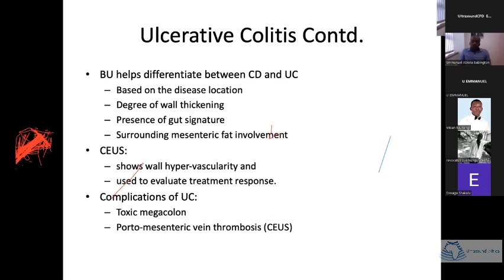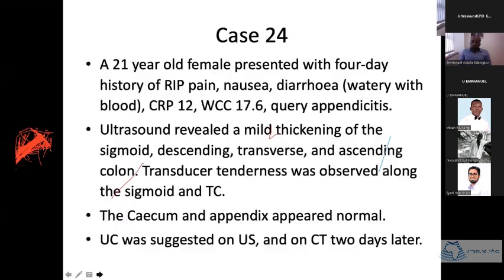The use of contrast in ultrasound helps us show wall hypervascularity, and it's used to evaluate treatment response. It can reveal evidence of mucosal healing in the bowel wall after treatment. So CEUS is quite useful when it comes to monitoring IBD. Complications of ulcerative colitis, toxic megacolon and mesenteric vein thrombosis, can be well examined using these.